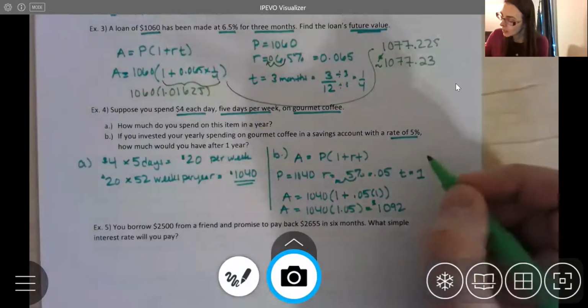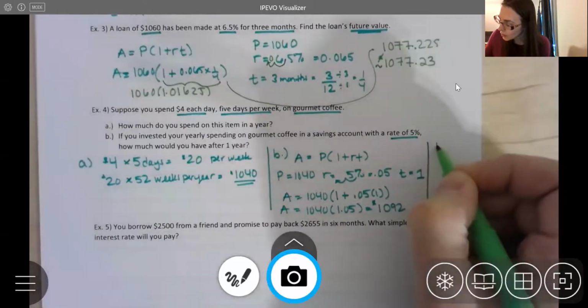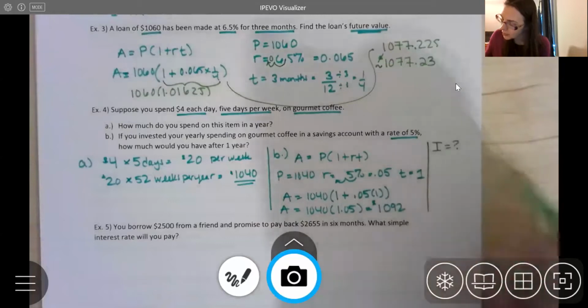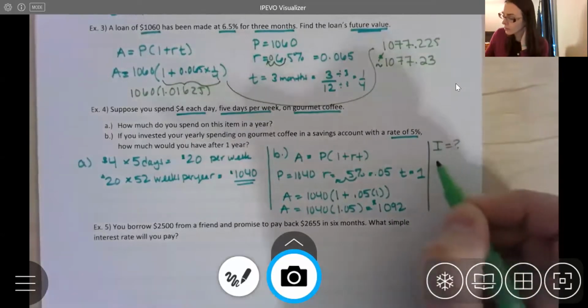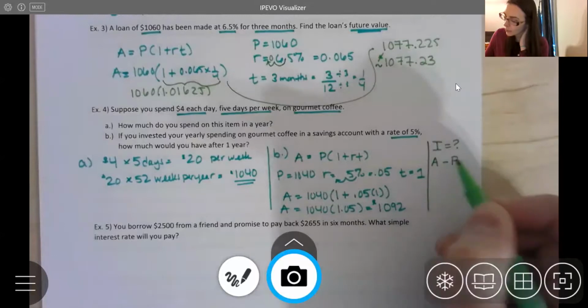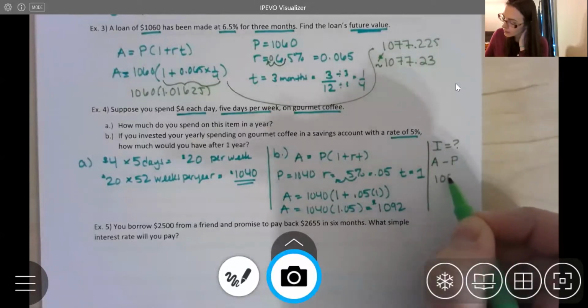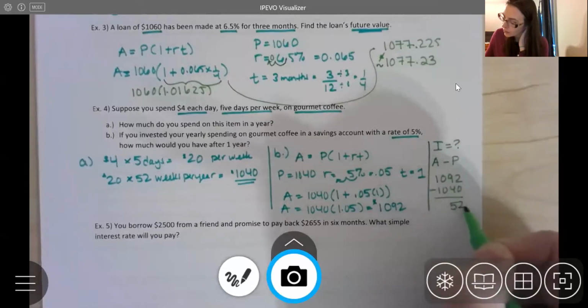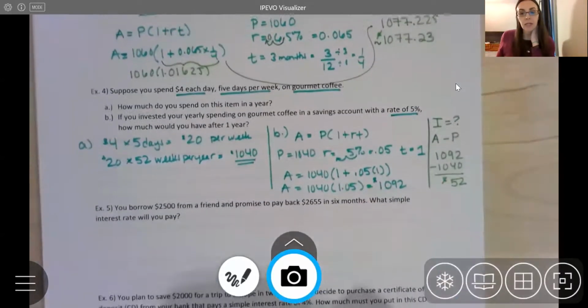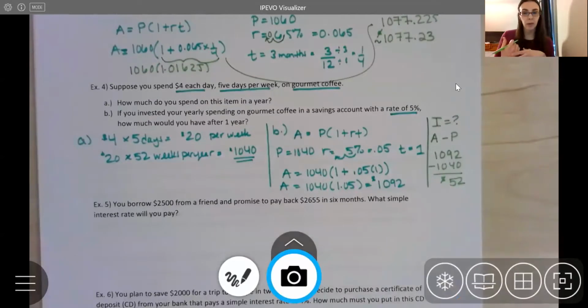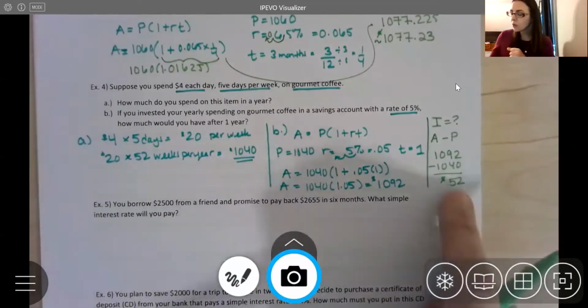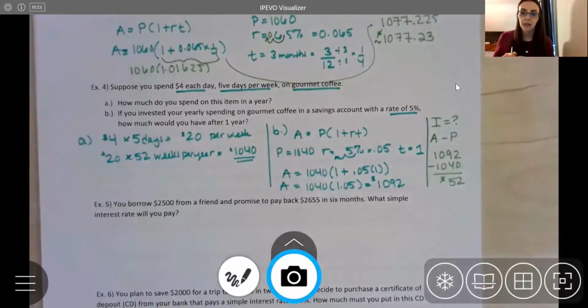Now, one thing to know, I know this question didn't ask, but how much interest is earned here? So let's say you know the final amount. If you do the amount minus the principal, so that 1,092 minus my original value, you can find out your interest that way as well. So if you have the answer and you need to work backwards and find that interest, we can do that by subtracting the principal. So you can see that you earned $52 in interest over that year.